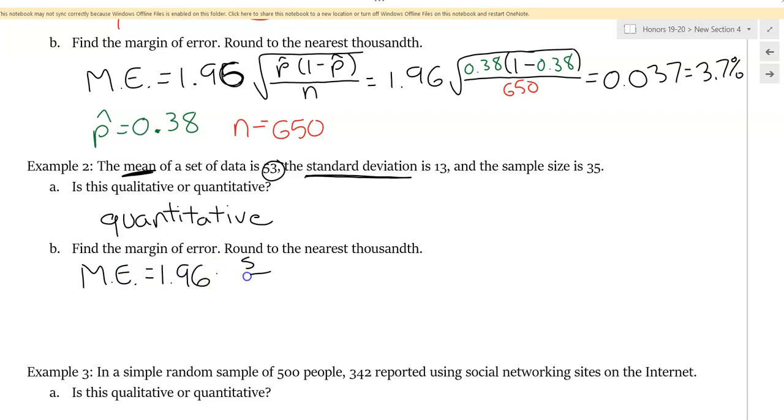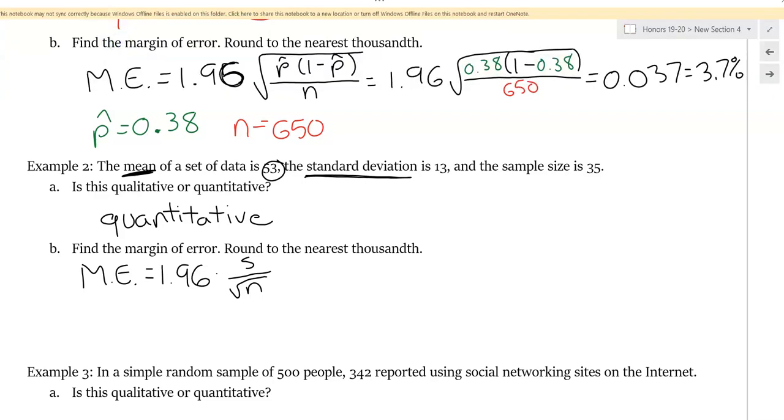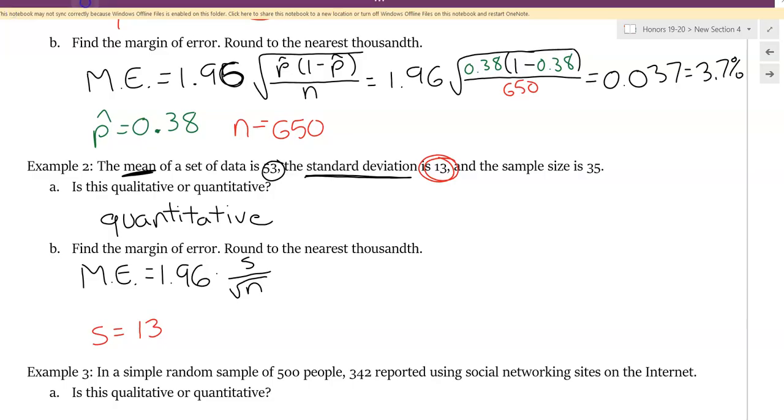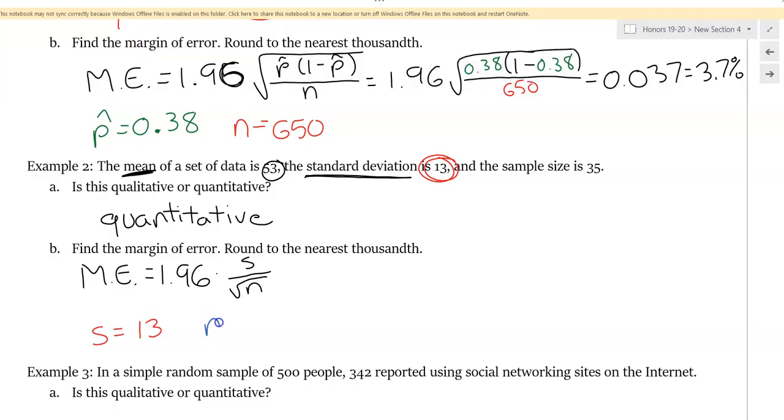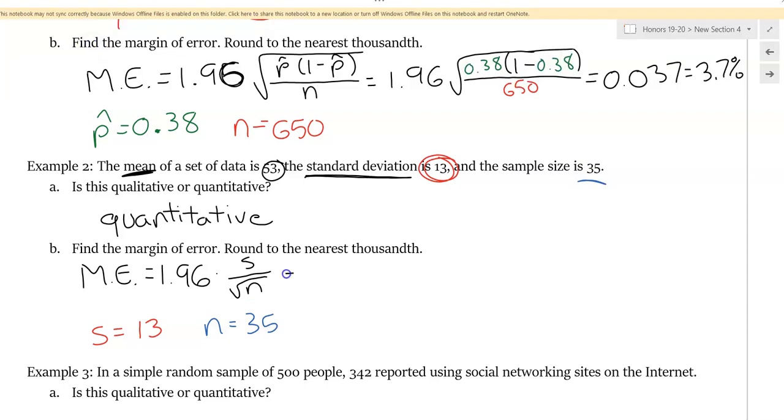Six times s over square root of n. So let's figure out what our variables are. Our s is standard deviation, and our n is sample size.